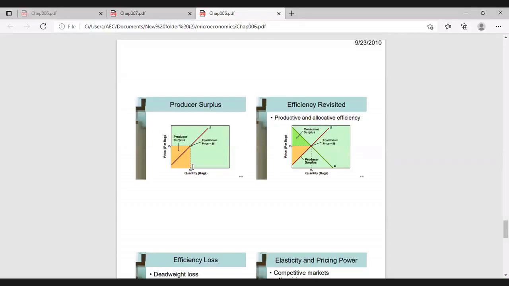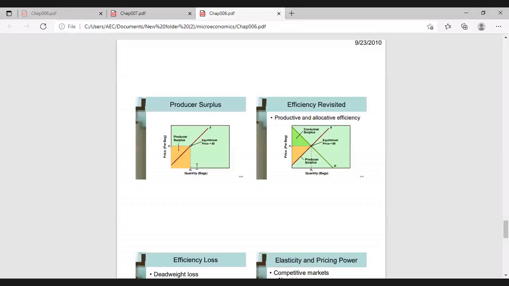Now we are studying the competitive market. We assumed, as we studied earlier, a competitive market. If it is a competitive market, market demand and market supply determine the price, that is the equilibrium price, and the quantity. So if we produce this equilibrium quantity, then the market achieves economic allocative efficiency.